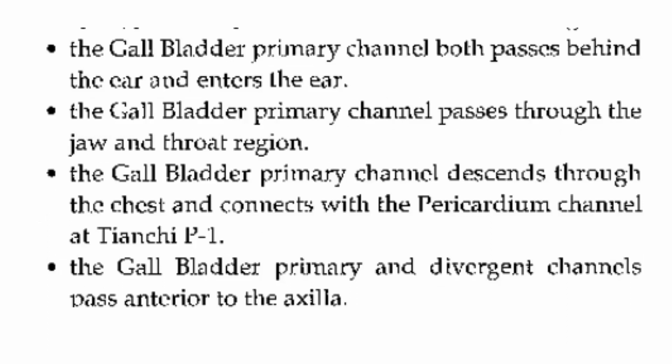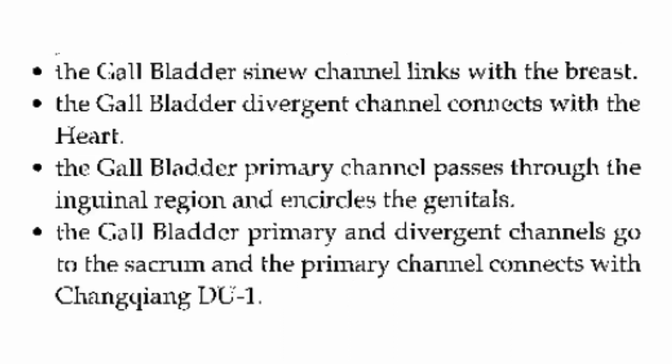The gallbladder primary channel descends through the chest and connects with the pericardium channel at pericardium 1. The gallbladder primary and divergent channels pass anterior to the axilla. The gallbladder primary channel links with the breasts. The gallbladder divergent channel connects with the heart. The gallbladder primary channel passes through the inguinal region and encircles the genitals. The gallbladder primary and divergent channels go to the sacrum, and the primary channel connects with Du 1.